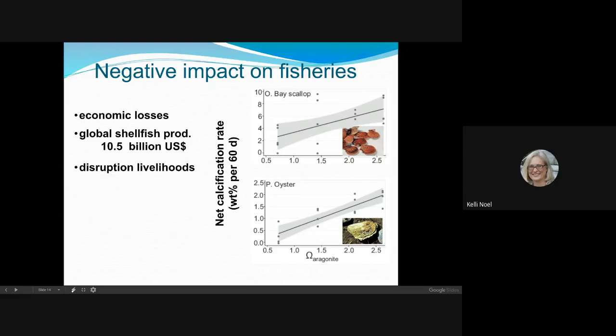So economic losses goes in the first bullet. Economic losses. We're in the negative impacts. First bullet. So fisheries, these are people who go out and fish for the scallops, fish for the oysters, fish for any of the shellfish that we would eat. If they're not producing their hard shells to survive, to grow, to mature, they're not going to harvest, to sell. We're going to have a decrease in global shellfish production.